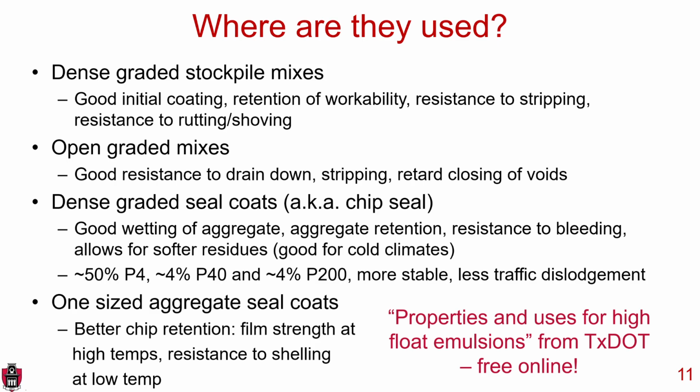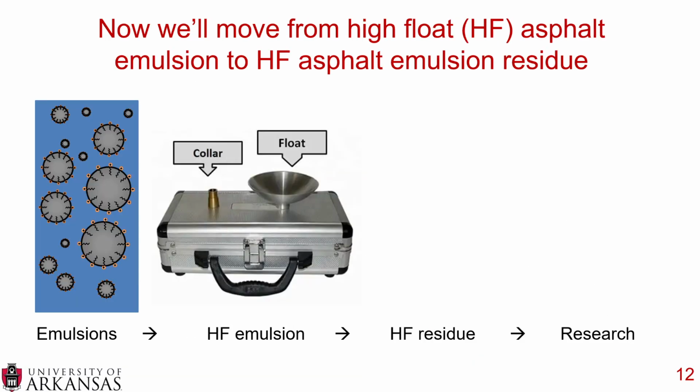Now, TxDOT has a very nice document along with Alaska and Minnesota. TxDOT also uses a decent amount of high float asphalt emulsions. So if you search properties and uses for high float emulsions on the internet, you can find a very nice document from TxDOT, and it is free and online. A good summary of all the work that they've done over the years. So that's a brief introduction to high float emulsions.